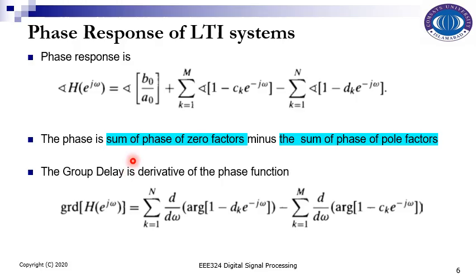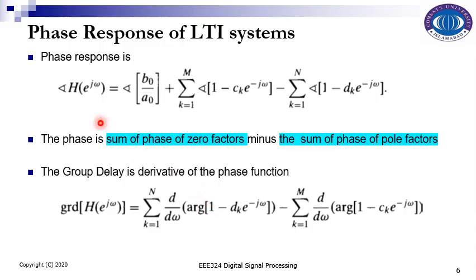And the group delay, as we recall, is obtained by taking the derivative of the phase function. So group delay, that is the amount that a signal is delayed when it passes through an LTI system, is obtained by taking this derivative of the phase function. So we have a term here, d by dω of the phase of all the zero factors and all the pole factors. This is the expression for computing the group delay.